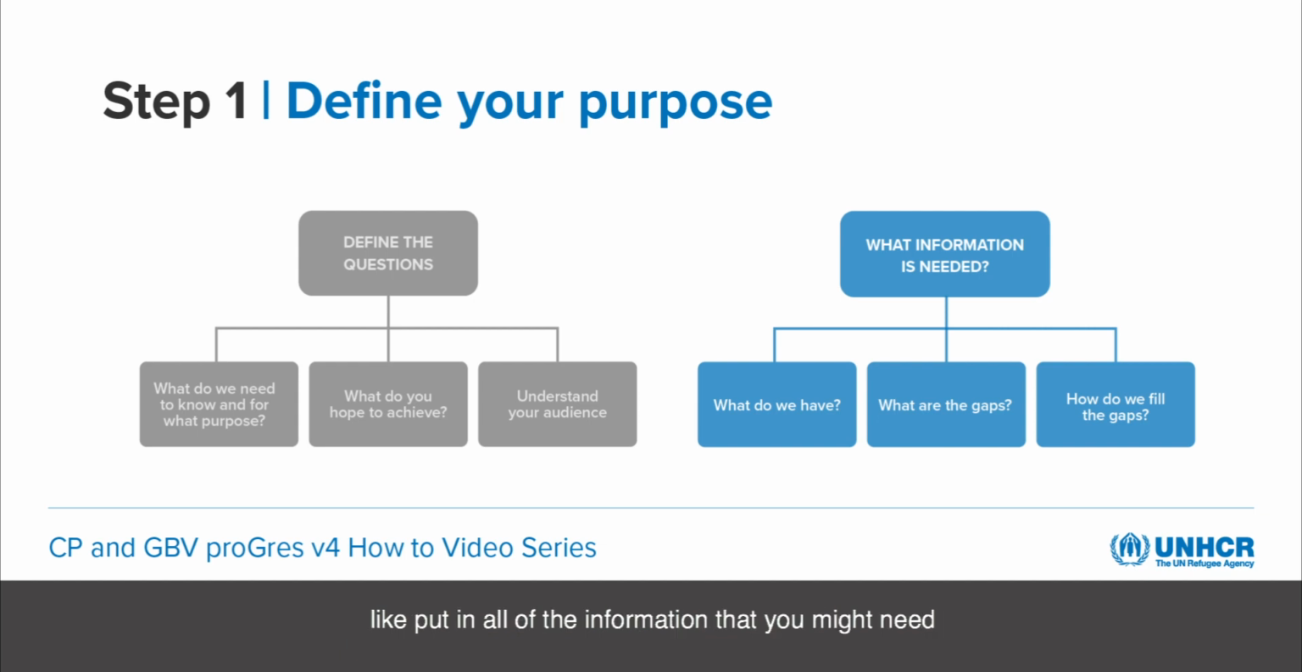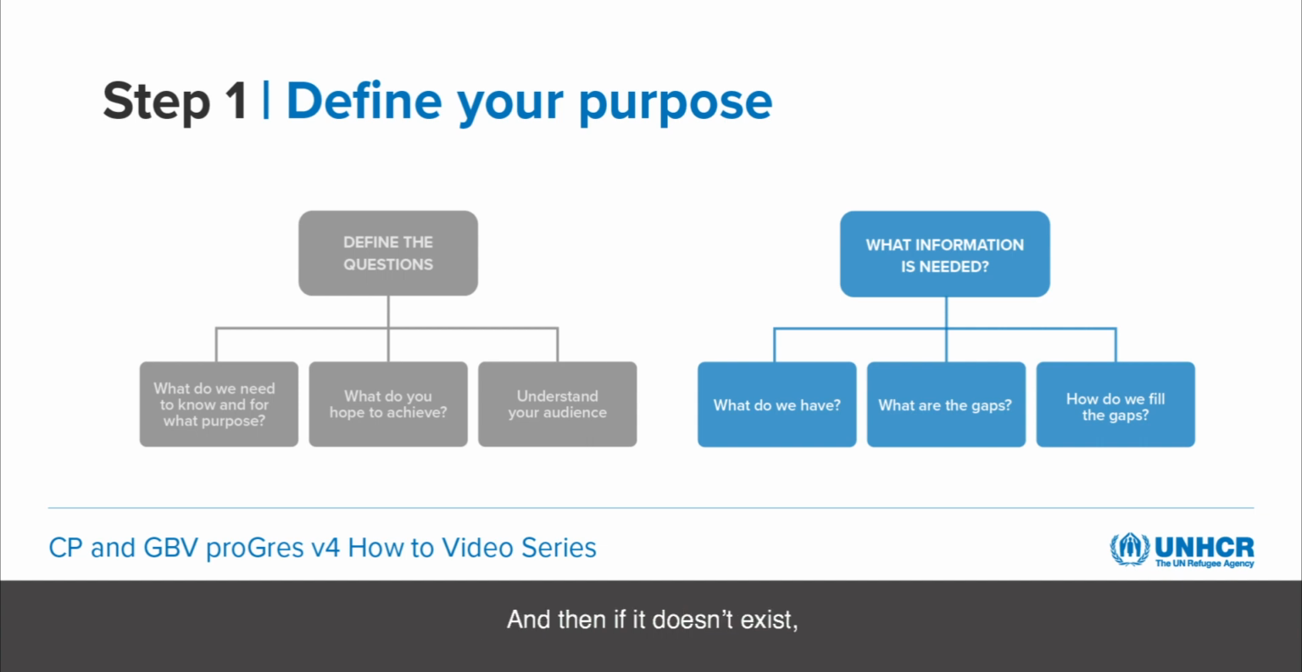Put in all of the information that you might need, and then look at it and say, okay, so what do you have? What's already met? What are the gaps? What information are you now going to have to go out and collect? And then how do you fill those gaps? It's possible that you don't have that information, but someone else has collected it as part of coordination. You can go and get it from there. You can look for other sources.